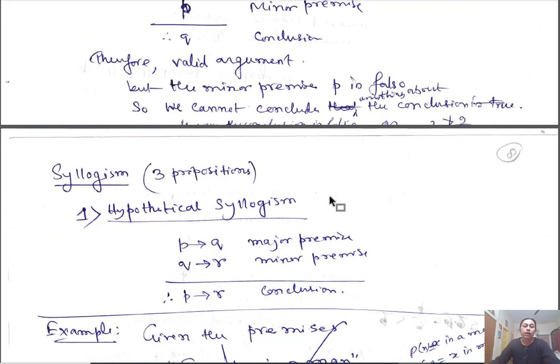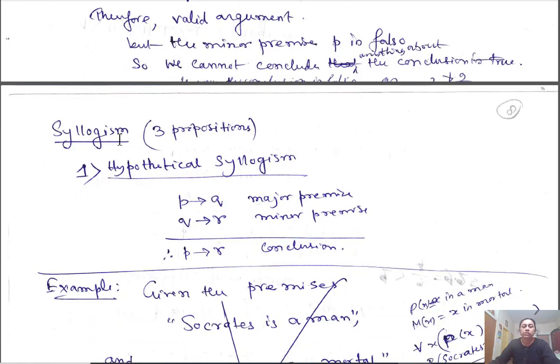Now another rule of inference is syllogism. We have introduced two syllogisms: hypothetical syllogism and disjunctive syllogism. Hypothetical syllogism says: P implies Q, Q implies R, therefore P implies R. This is the argument.